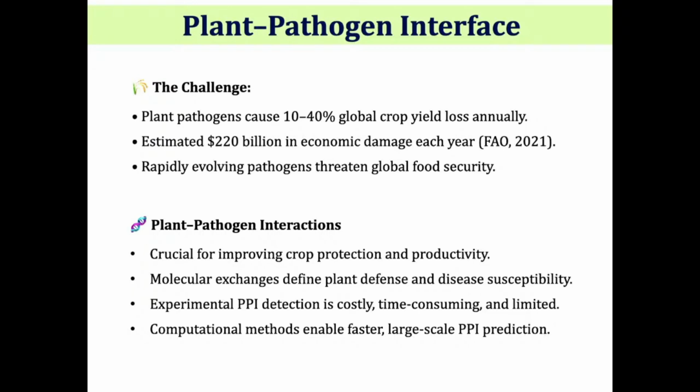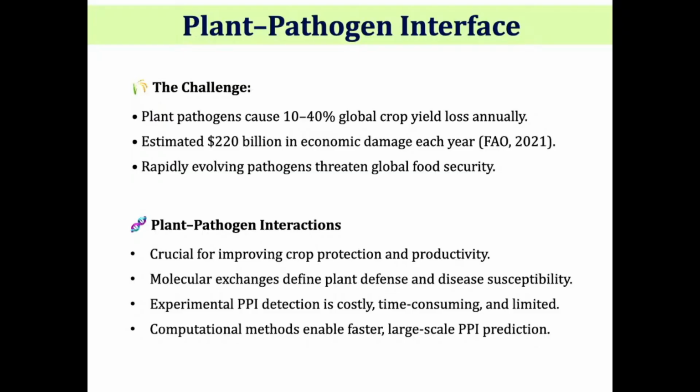So from the last few days we have been talking about plant pathogens, and the losses and economic damage that are done by them. We are well aware of the fact that they are a huge challenge for us. In this scenario, plant pathogen interactions are very crucial for improving crop protection and productivity, and the resistance or susceptibility of a plant is basically defined by the molecular exchanges between the plant proteins and the pathogen proteins. Though we have various experimental techniques for detection of plant pathogen interaction, they are costly, time consuming and less scalable.